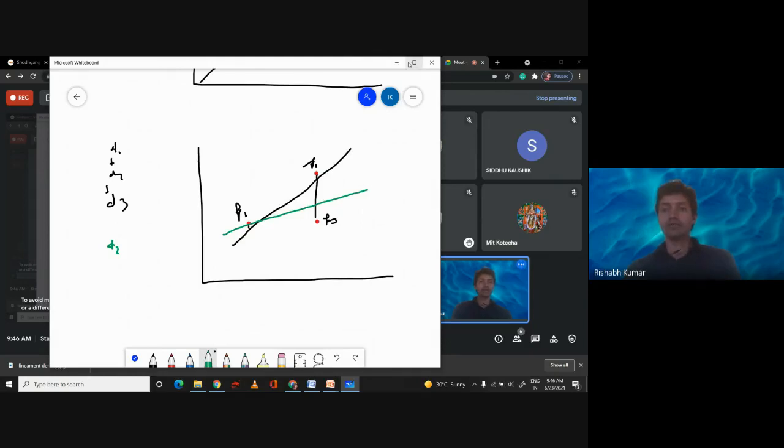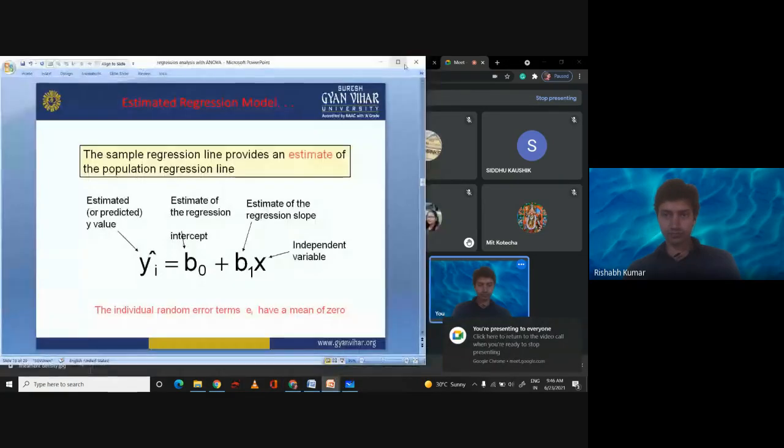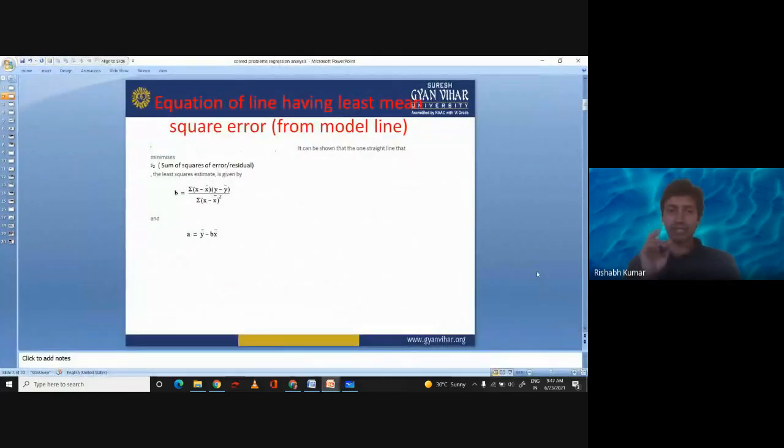For that we have different methods. One method is the equation of the line having the least mean square. So one method to find the equation of that line is to find the least mean square from the model line. This line is known as the model line. So we have to minimize, as I said before.